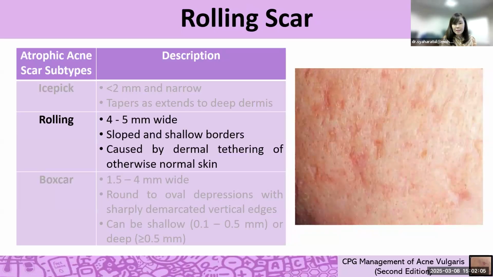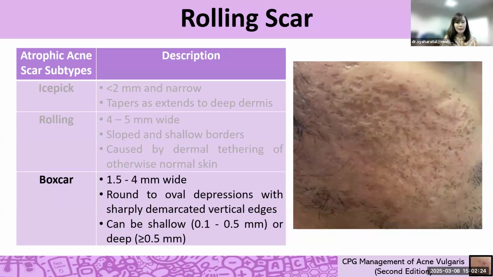And why is it that a patient has a rolling scar? It's because sometimes when a patient develops severe acne, there's very intense inflammation going on in the dermis. When this inflammation settles, it leaves fibrosis. And fibrosis sometimes ends up pulling the surface of the skin down, therefore leading to a rolling scar.